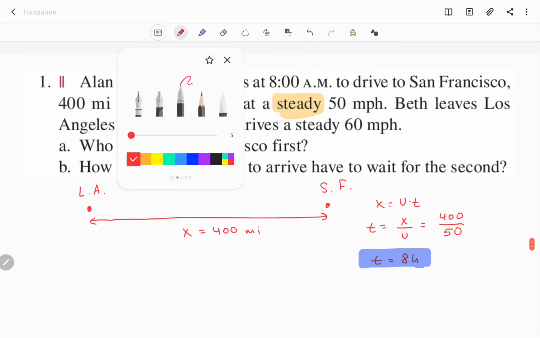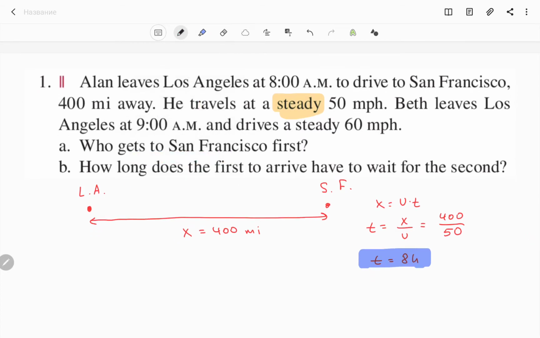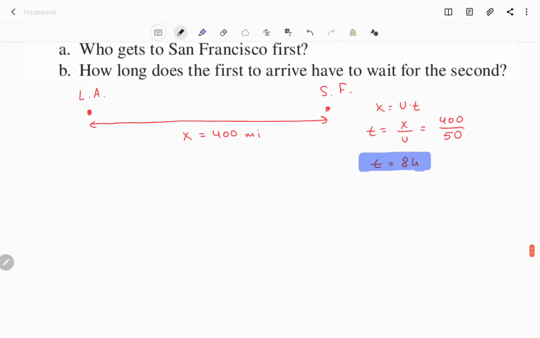We know that Alan left Los Angeles at 8 o'clock. So it means he will reach San Francisco after 8 hours. So the time will be 16:00. Yes, 16:00. At 16:00, sorry, 16:00, he will be at San Francisco.